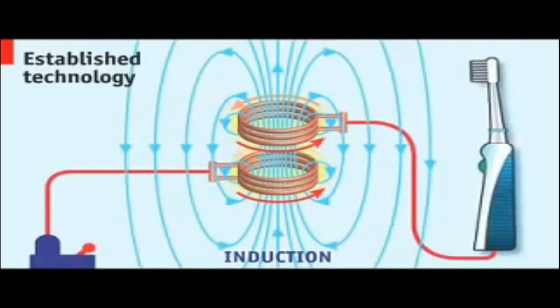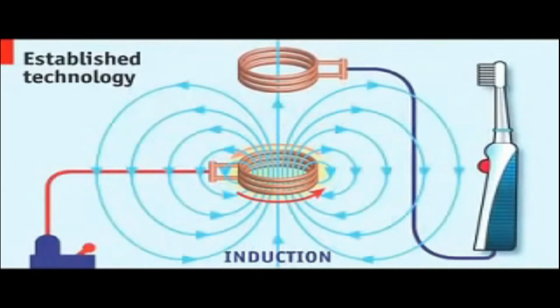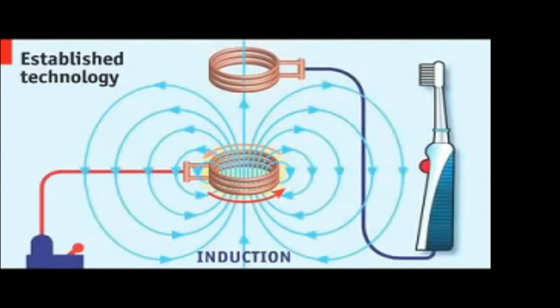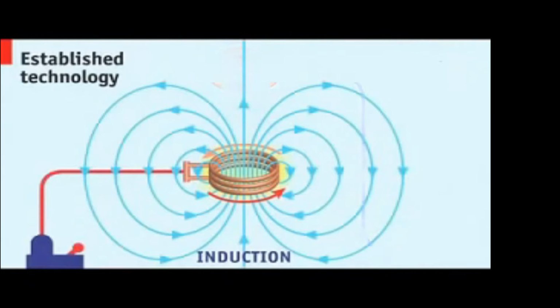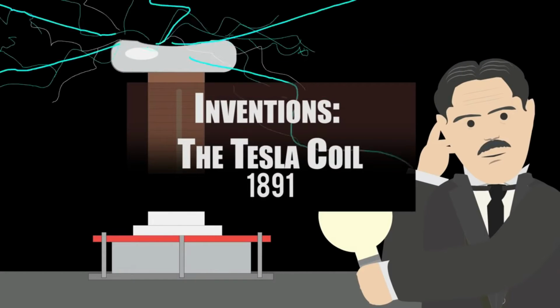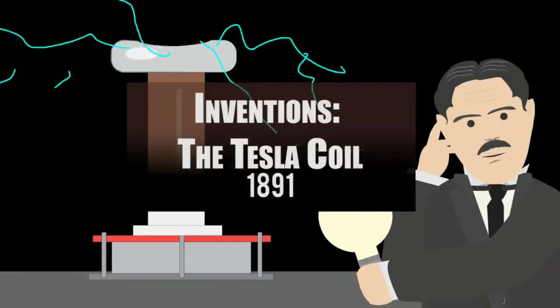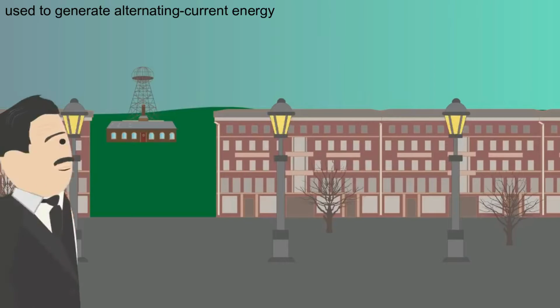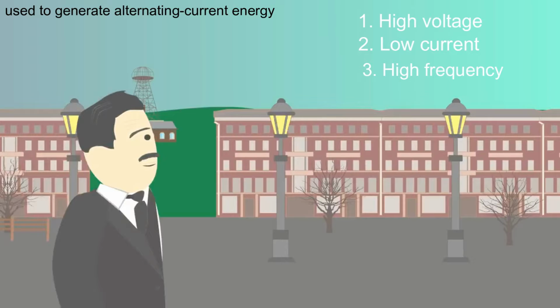One of the examples of wireless power transmission is the Tesla coil. The basic concept used in this transmission is mutual induction. A Tesla coil is a resonant electrical transformer circuit invented by Nikola Tesla in 1891. It's used to generate alternating current energy with high voltage, low current, and high frequency.